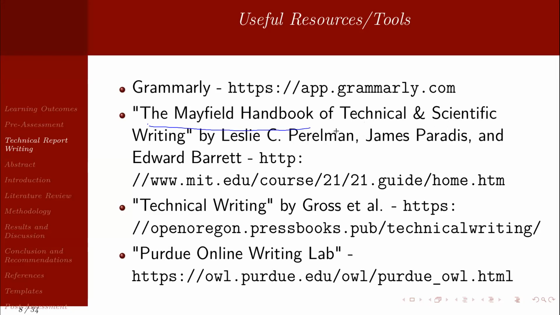It's available from MIT's website. Yeah, MIT's website. So this is quite authoritative. You can explore that. And also you have some other useful resources: this is an open source book on technical writing, and also Purdue. Purdue is a prestigious university in the US. They have their Purdue Online Writing Lab, OWL. This is quite useful. You'll find lots of tips related to writing.